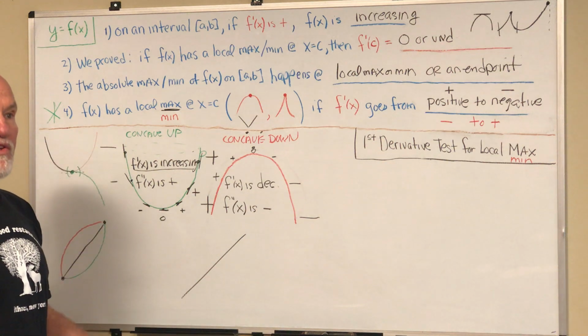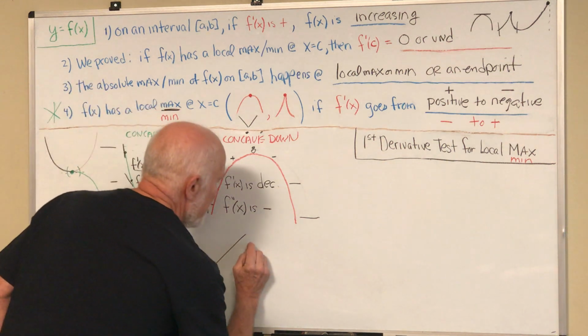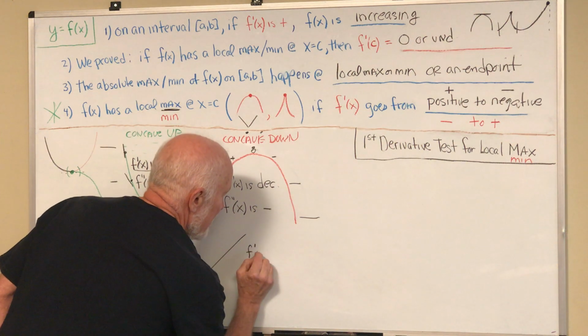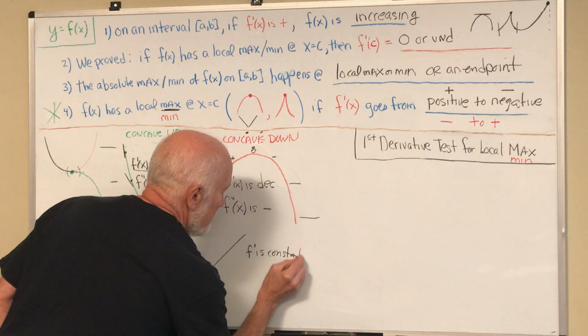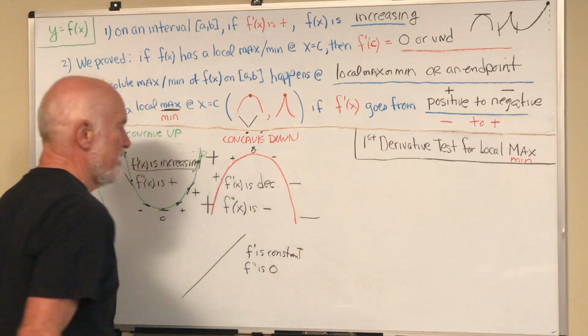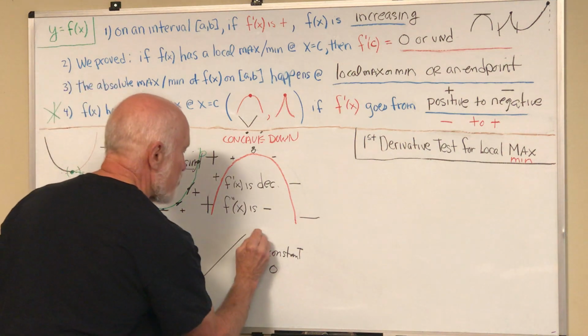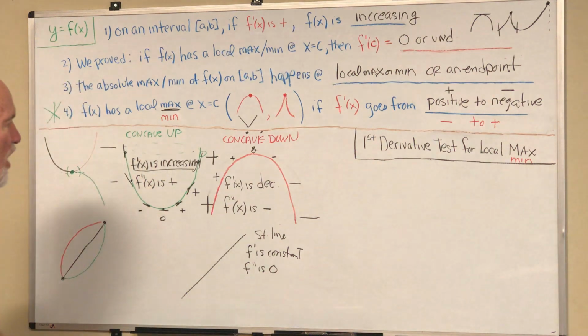And the third alternative, for a straight line, the derivative is always the same. It's neither increasing or decreasing. So if the derivative is constant, which means the second derivative is zero, then we have a straight line. So we've taken care of all the possibilities.